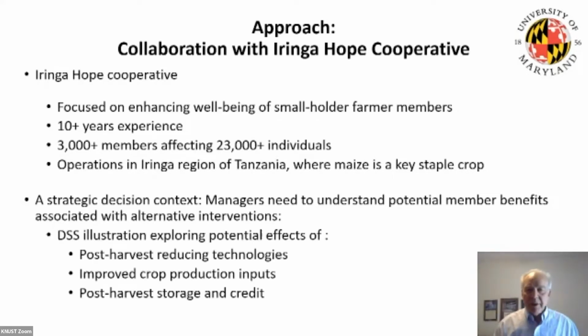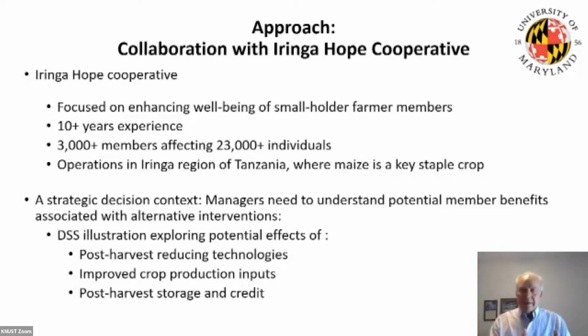And we're going to look at three. We're going to look at post-harvest technologies such as hermetic storage, PICS bags, improved drying practices, use of moisture meters at harvest and as we move into storage. We'll look at improved crop production inputs, better quality seed, better quality fertilizer, plus considerable education, and then post-harvest storage and the ability for the farmers to receive credit for stored grain.